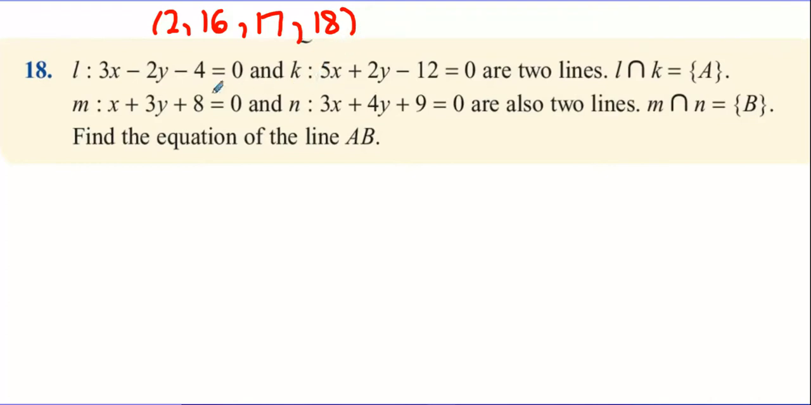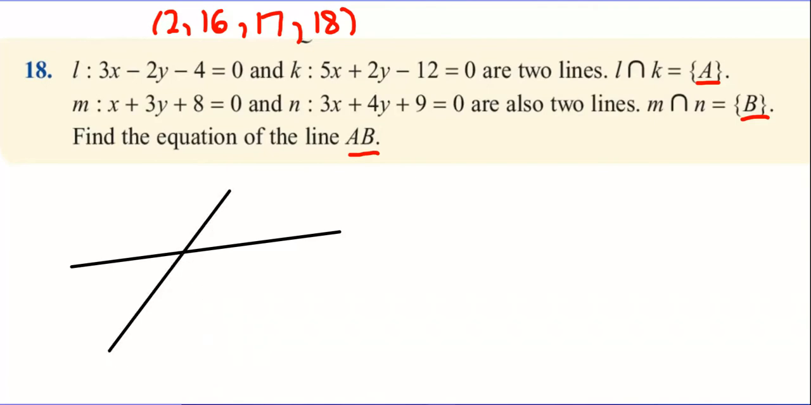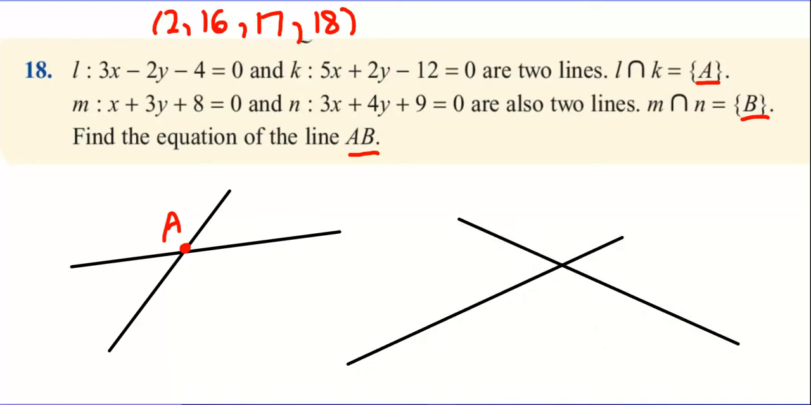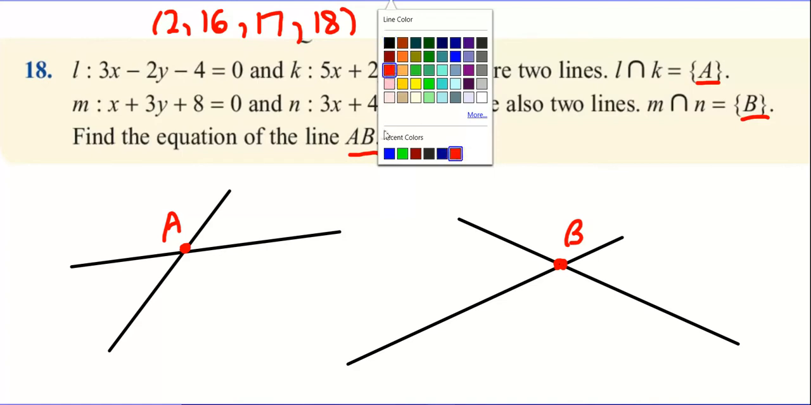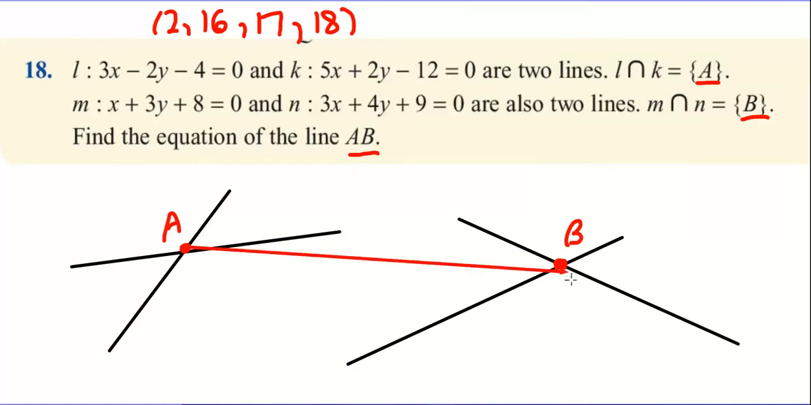Okay, we have L and K, which intersect at point A. We have M and N, which intersect at point B. Then we have to find the equation of the line AB. So if you imagine two lines L and K, they cross each other at a point A. Imagine two other lines somewhere else, like this, which cross at the point B. What we're after is the equation of the line A to B, which is the red line there.